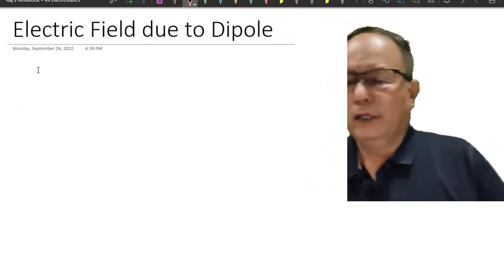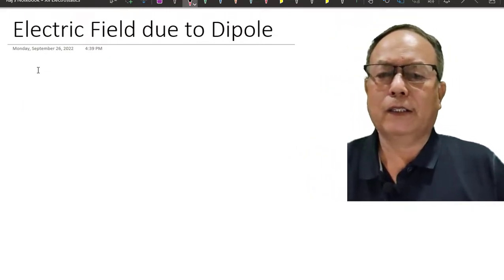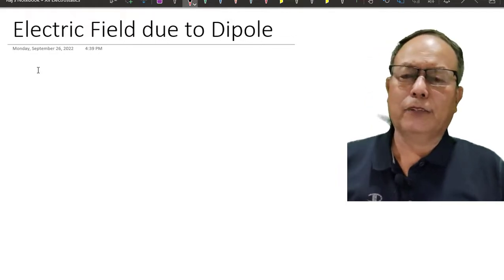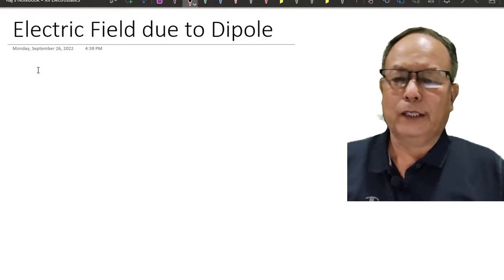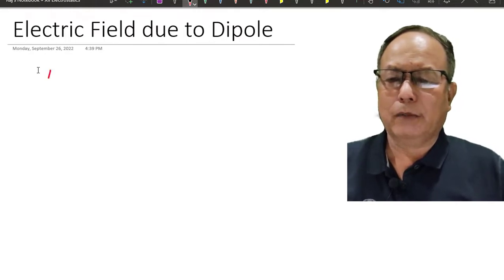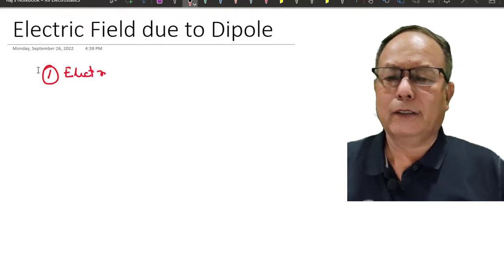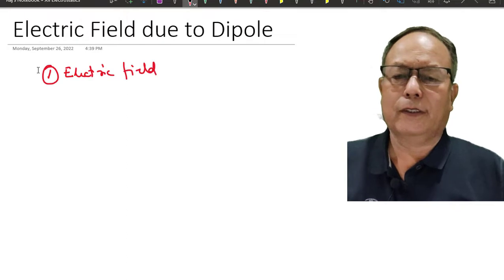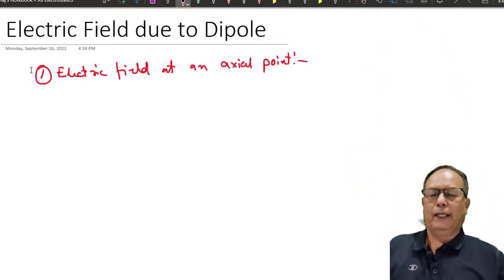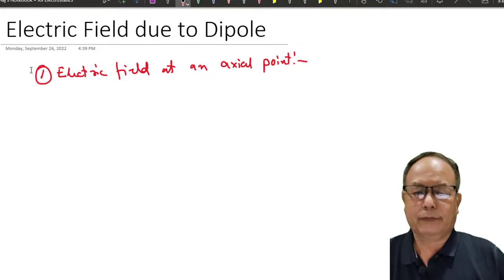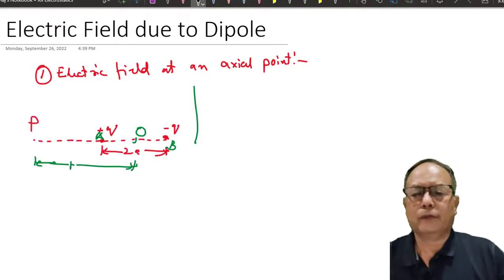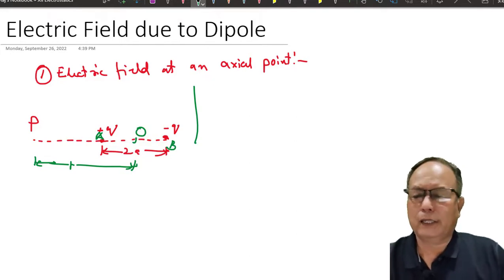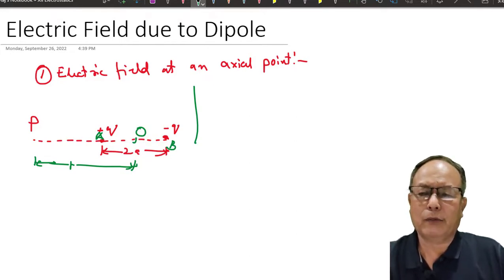Now we have defined electric dipole moment. Now we can find out the electric field due to a dipole. Number one, the electric field at an axial point. Number two, we will consider an equatorial point.